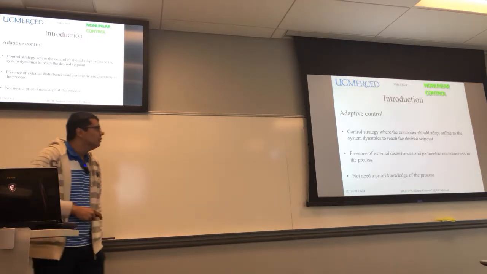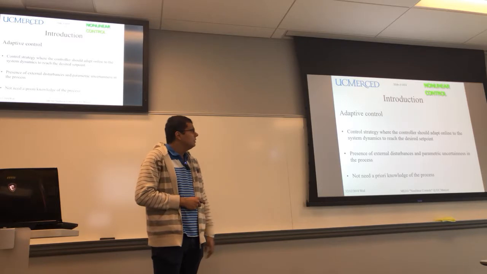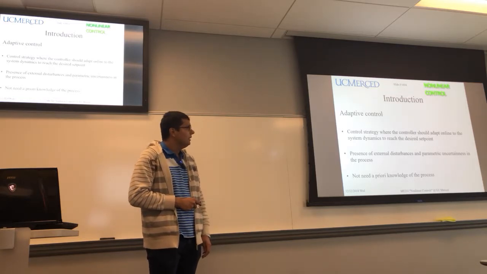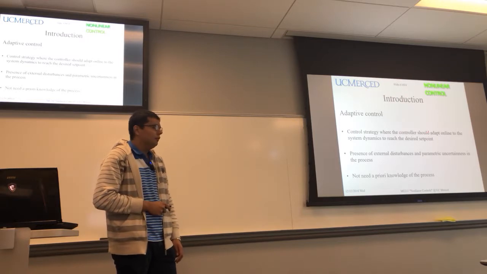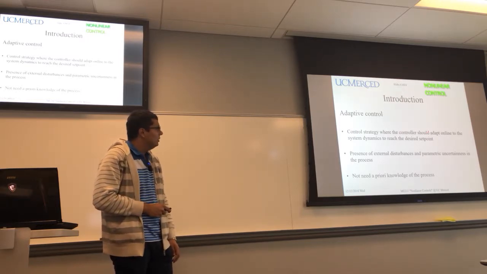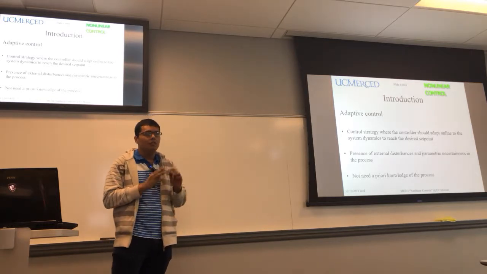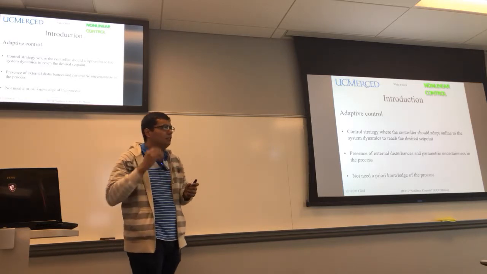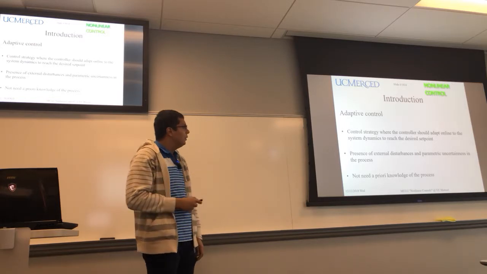Okay, so let's start with the definition of adaptive control. Adaptive control could be considered a control strategy where the controller should adapt online directly to the system dynamics to reach the desired set point. Here we have two important words: adaptation and online. It means that you don't have any previous training stages for defining the behavior of the system. I mean, you are running in the middle of the process with the performance of the controller.